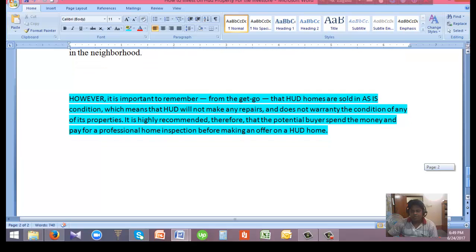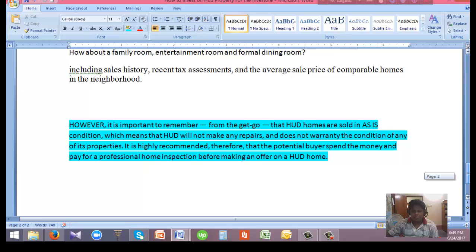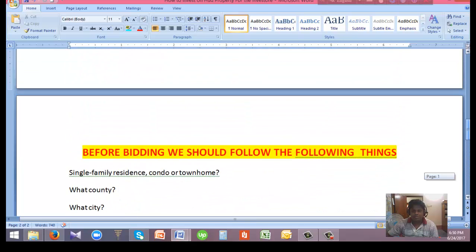And as HUD property is sold as is, we should be very careful when bidding and signing the contract on HUD property. If we cancel our contract, we will not get back our earnest money. So be careful when bidding on this.